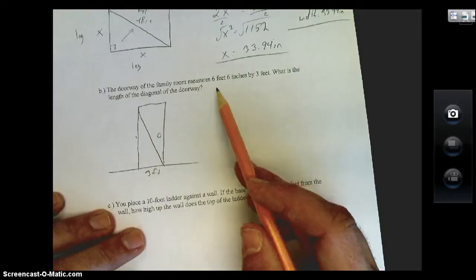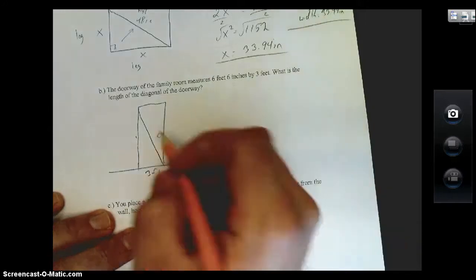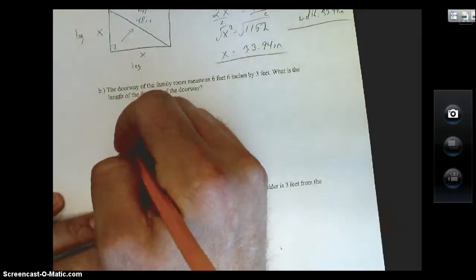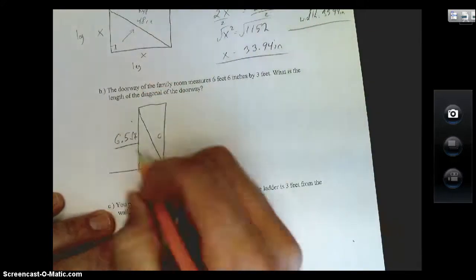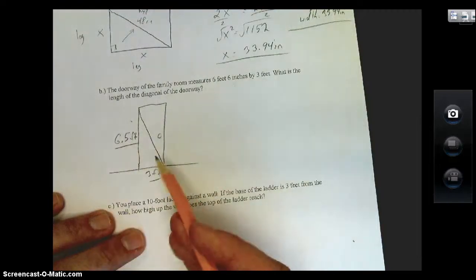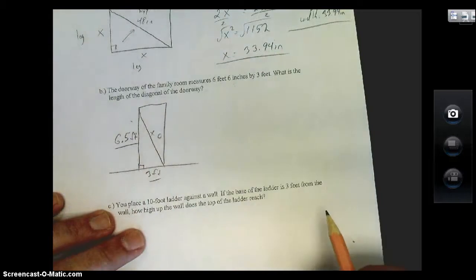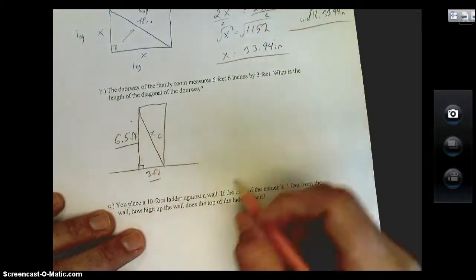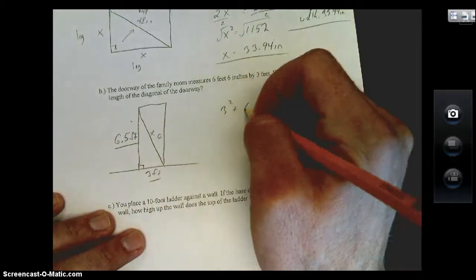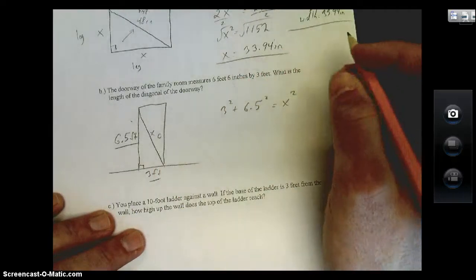So if I want it to be in feet, think about what 6 inches is compared to 1 entire foot. It's half a foot. So I could write this as 6.5 feet. Okay? Just be careful. A common mistake I see here is to put 6.6, but 6 inches is half of a foot. All right, we'll call this x. Here's my right angle. Okay? Always drawing a picture helps you out. So we've got 3 squared plus 6.5 squared equals x squared.